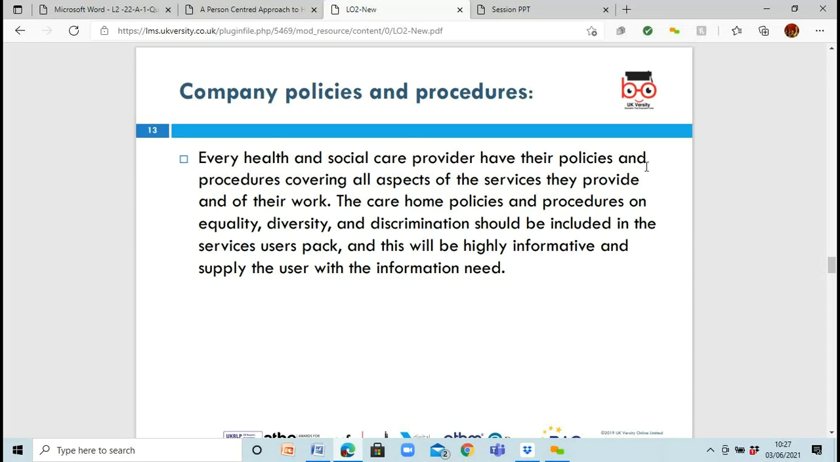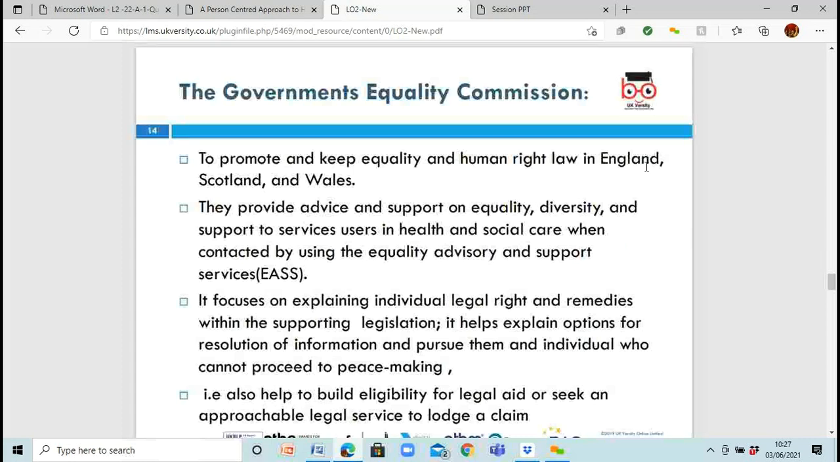Every healthcare provider will have policies and procedures, and they look at what sort of rules you've got about equality and diversity and how it should be done and who you need to speak to if there's ever an issue. So that's always your first port of call. Then you've got the Government's Equality Commission. It's there to promote and uphold equality and human rights law in England and Scotland. They provide advice and support in equality and diversity, and they also support service users.